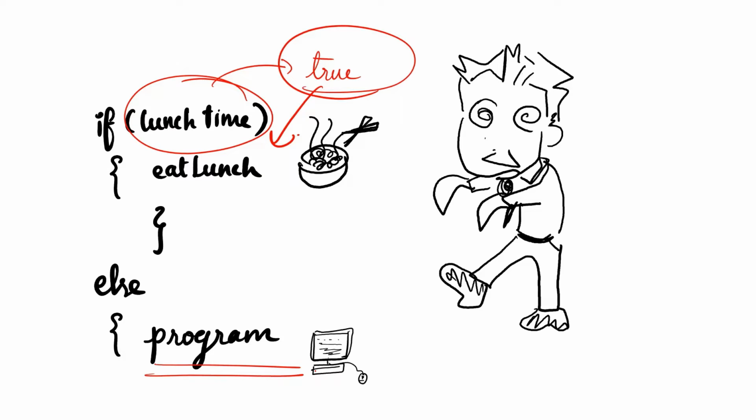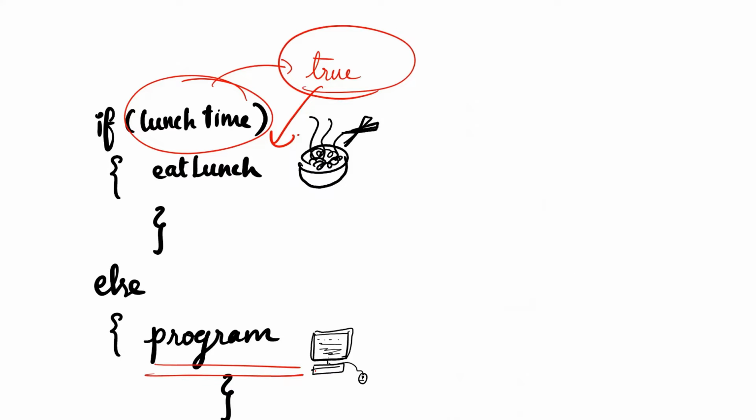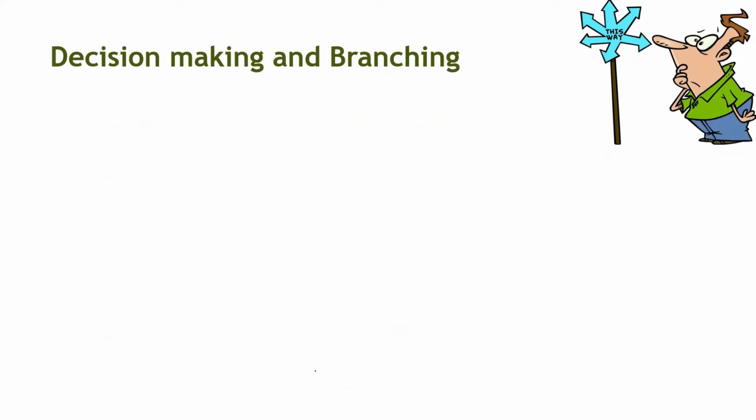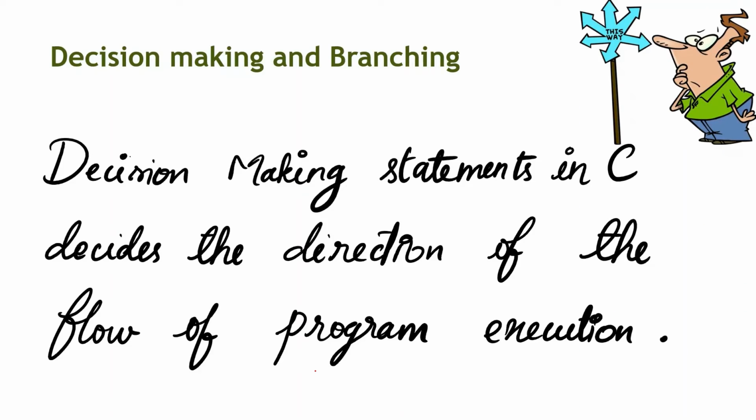So here, that person has to take a proper decision. So this is what today's concept we are going to deal with, decision making. And in C programming, we have different types of decision making concepts such as if statement, if and else, nested if statement like that. Now let's see what is decision making.